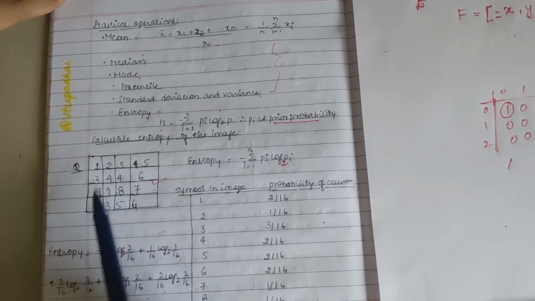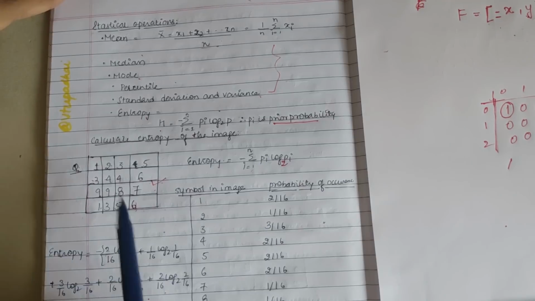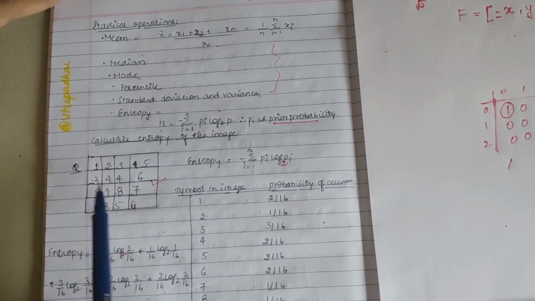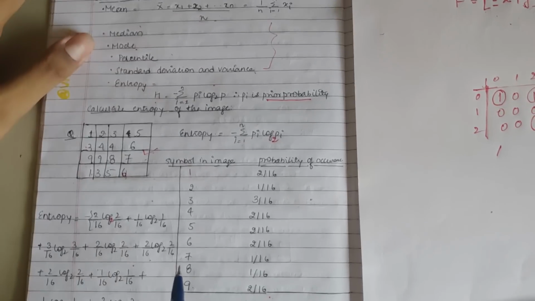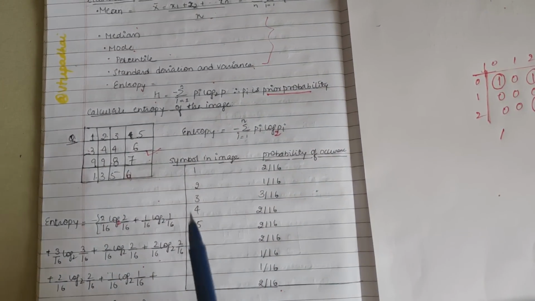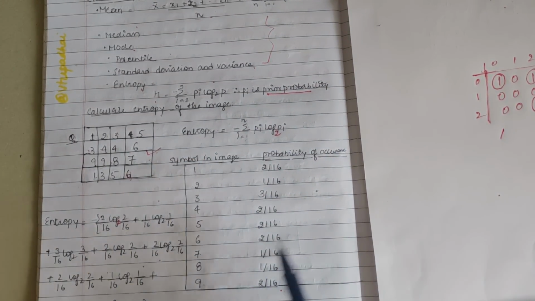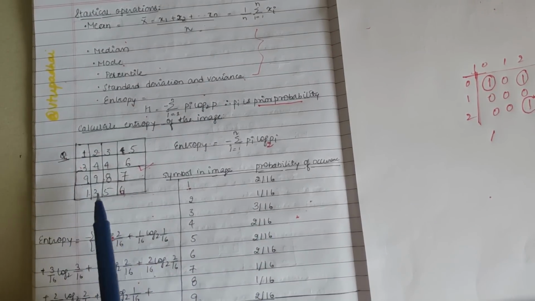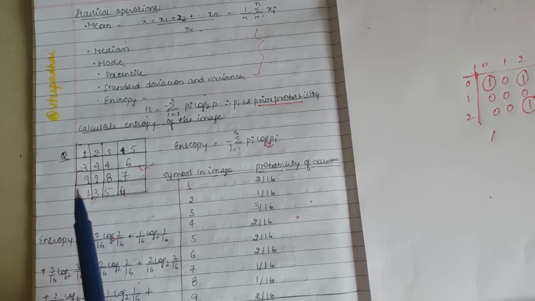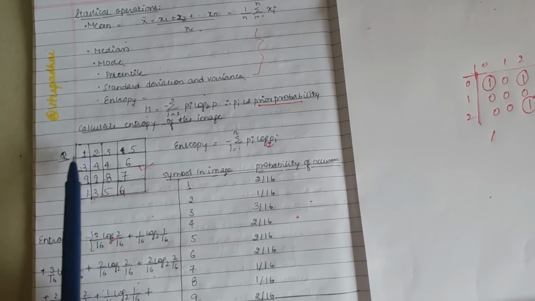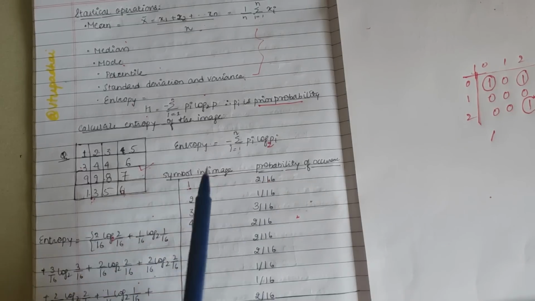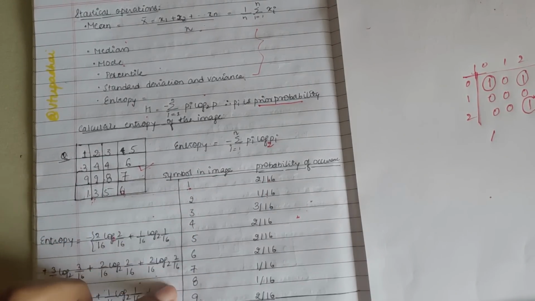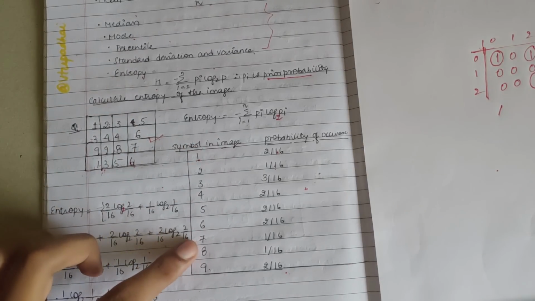Now, how do you calculate the entropy of this image? It's very easy, guys. You have to check how many symbols there are. In this 4 cross 4, 16 boxes, I can see numbers ranging from 1 to 9. Once you write all the symbols, calculate the probability of occurrence of each symbol. First is 1. Calculate how many times 1 has appeared in this grid. You can see 1 has appeared 2 times, so it will be 2 by 16. At the same time, 2 has appeared 1 time, so 1 by 16, followed by 3, 4, 5, 6, 7, 8, 9. Just calculate all the probabilities of occurrence.